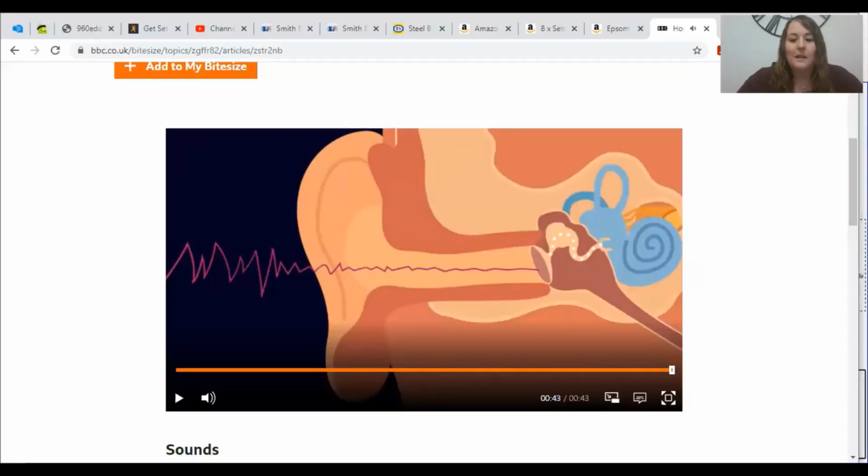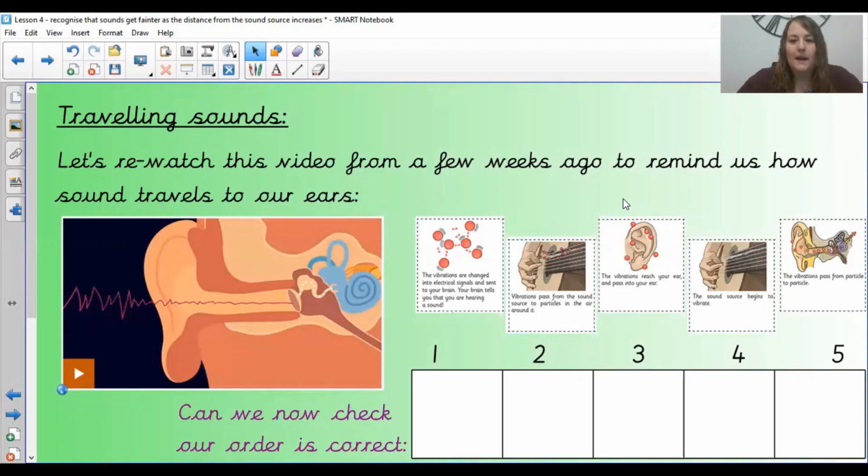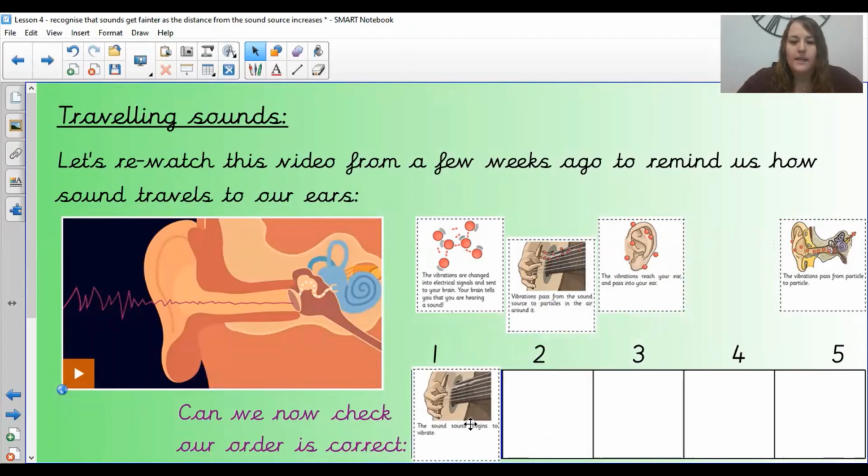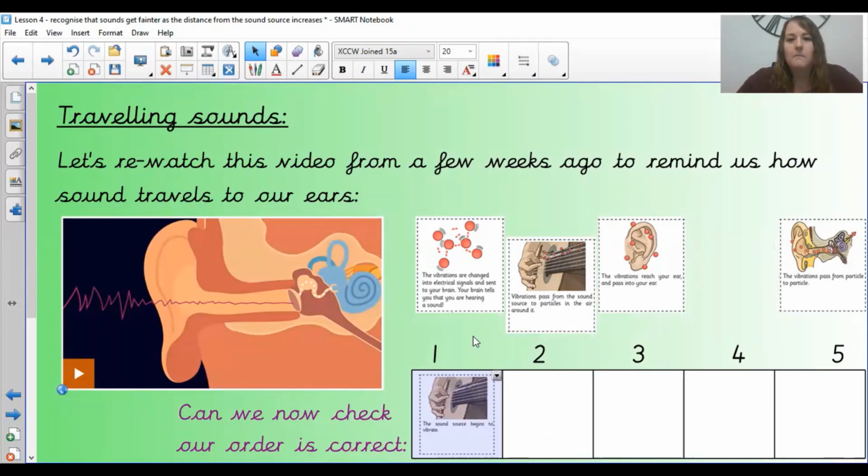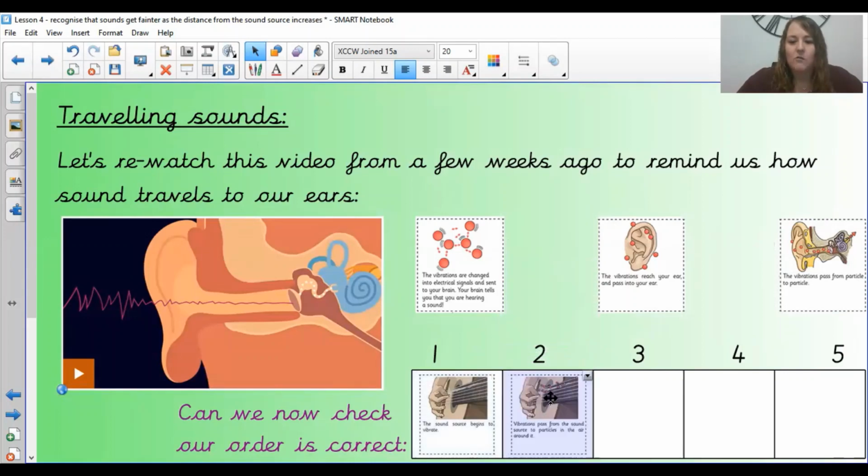Okay, so hopefully that was a little bit of a reminder. So let's have a look back at our pictures then. What happens first? And hopefully you already discussed on the previous page that the sound source begins to vibrate. That would be the first thing that happens. Something is struck, hit, like we spoke about a few weeks ago, and the sound is made from the vibrations. Then what did you think was next? Okay, so hopefully you had vibrations pass from the sound source to particles in the air around it. That was the second thing that happens.